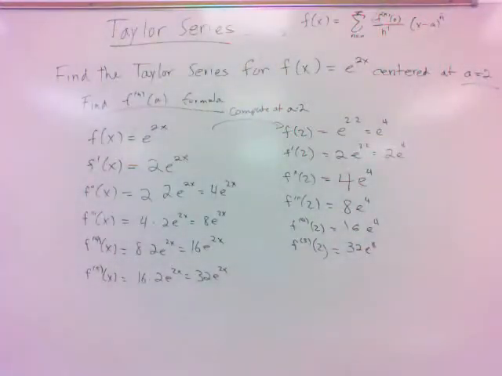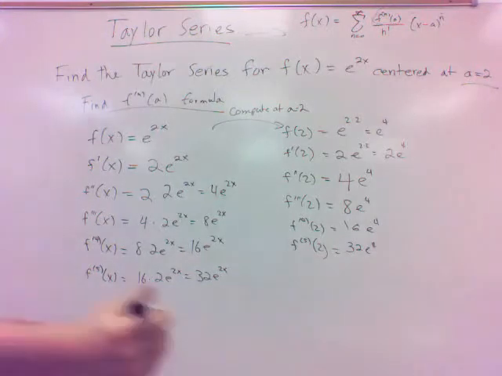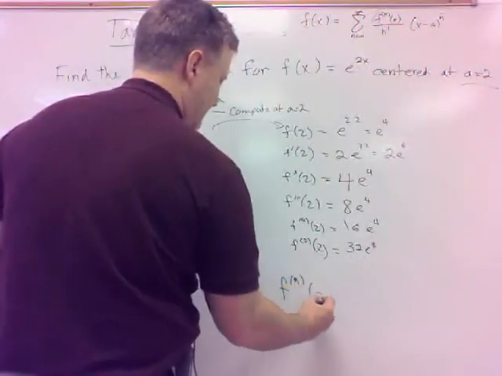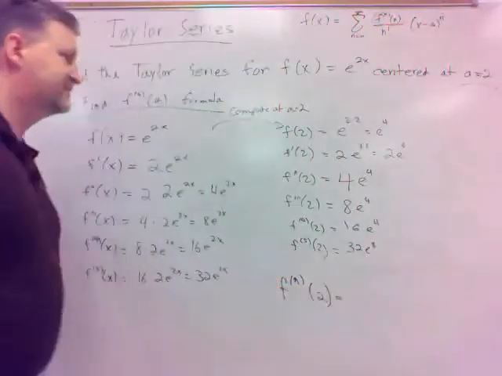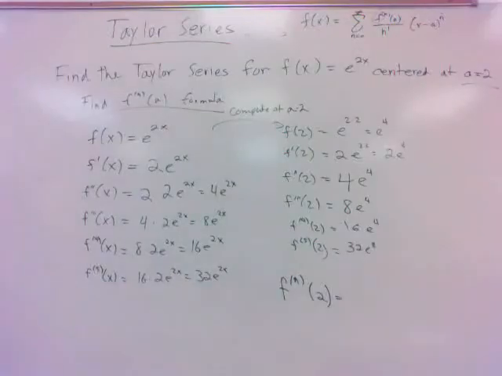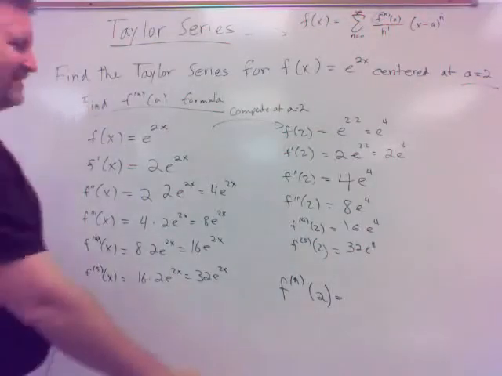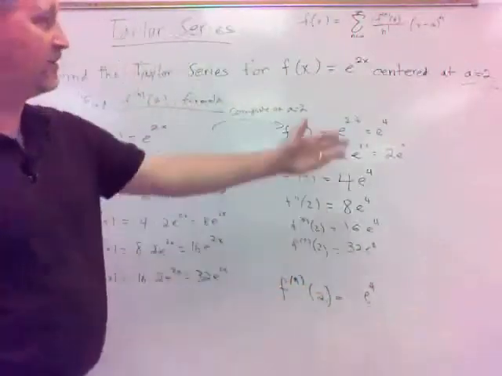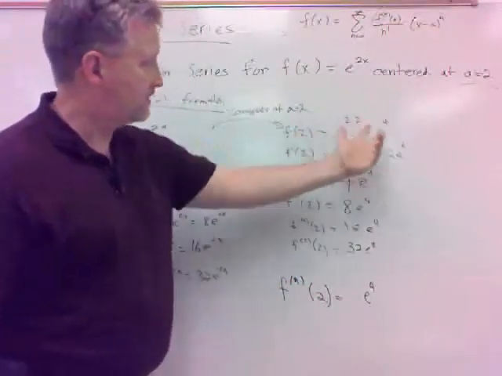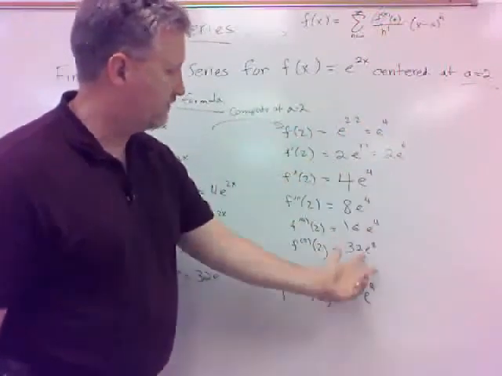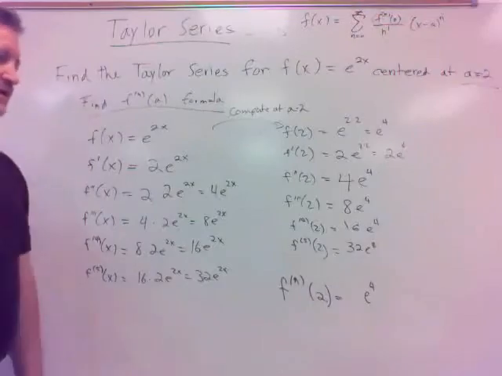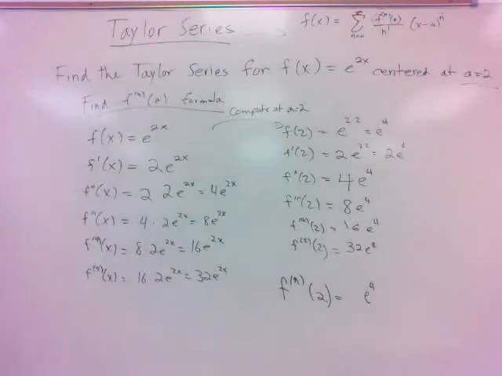Well, what's the nth derivative at 2? Well, one part of it's easy. It's e to the 4. That doesn't change, right? That's kind of a constant for all these. Since I'm evaluating it at 2, all these are e to the 4th. So there's no variability at all on that. It's just e to the 4th.